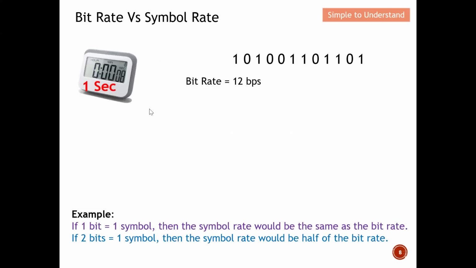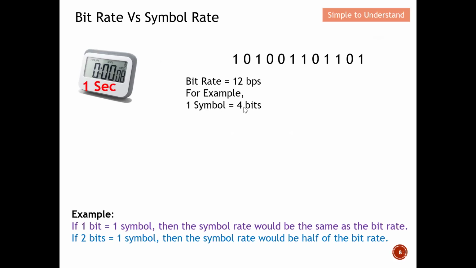So this is what I mentioned earlier. These are the 12 bits that I can send in 1 second. So therefore, I call this 12 bits per second, if you still remember. Now I would like to explain what is symbol rate. For example, as I mentioned earlier, the bit rate is 12 bits per second. Now, say one symbol is equal to 4 bits.